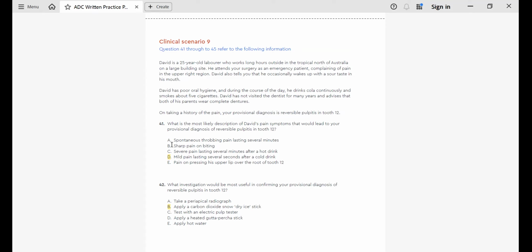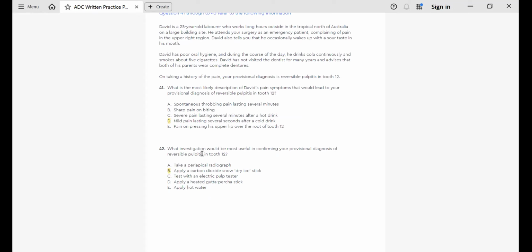Now, the thing is that you only have sharp pain on biting, which is not really correct. If you had sharp pain on the consumption of a cold drink, I would go with that option. But unfortunately, you don't have that. So you go with the next best option that you have. That's the reason, because A, B, C, and E are wrong. Sometimes ADC functions this way just to confuse candidates. Of course, reversible pulpitis is usually sharp pain with cold, with sweets. But unfortunately, you don't have that. So you go with the next best option. All right. You have the next one.